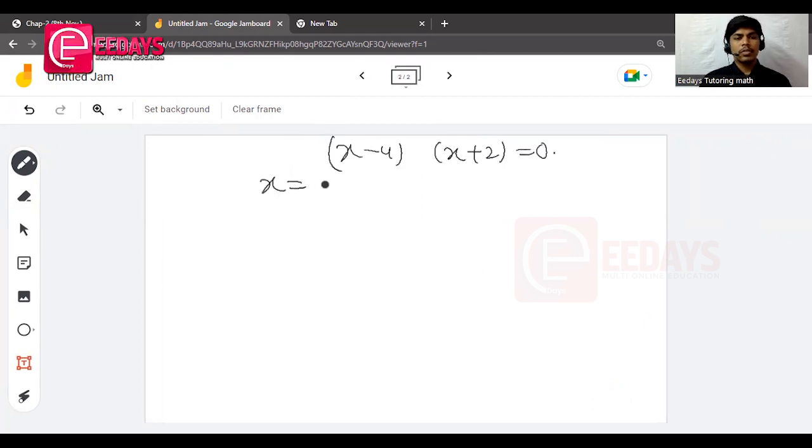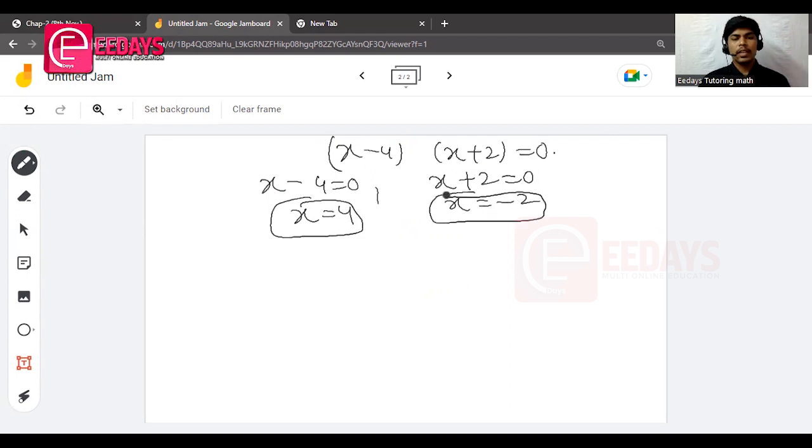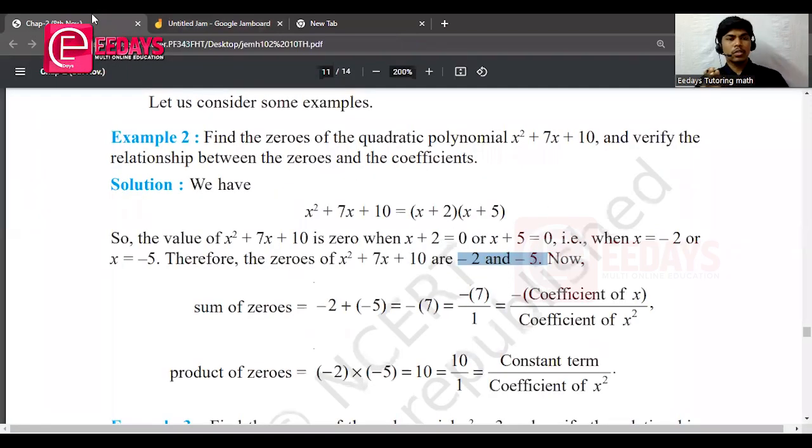Then let's write x minus 4 is equal to 0 and x plus 2 is equal to 0. Here x is equal to 4, x is equal to minus 2. All right, we got these two zeros.